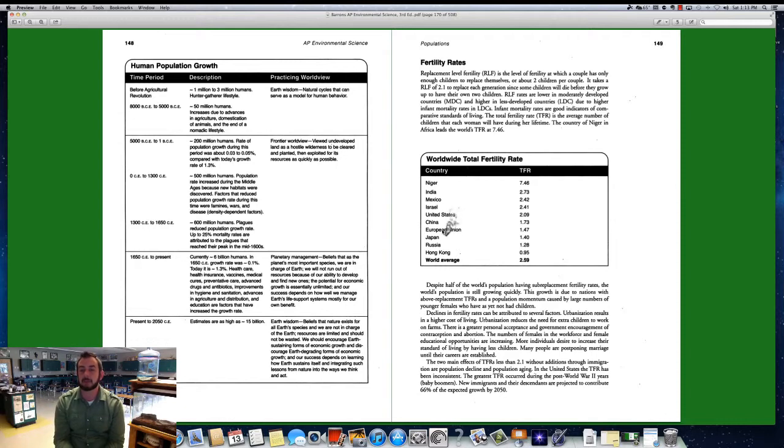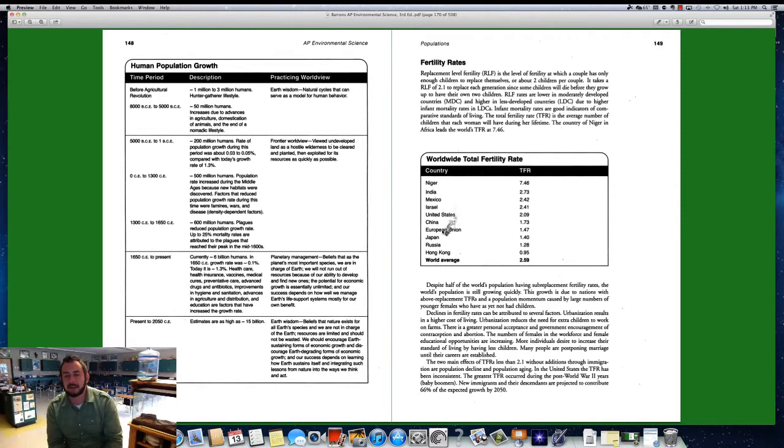Declines in fertility rates can be attributed to several factors. Urbanization results in higher cost of living, reduces the need for extra children to work on farms like we did way back in the day in United States history. There is a greater personal acceptance and governmental encouragement of contraception and abortion to manage that population and manage the number of children born to a man and woman. The number of females in the workforce and female educational opportunities are increasing. And I think that's been probably the strongest of all of them.